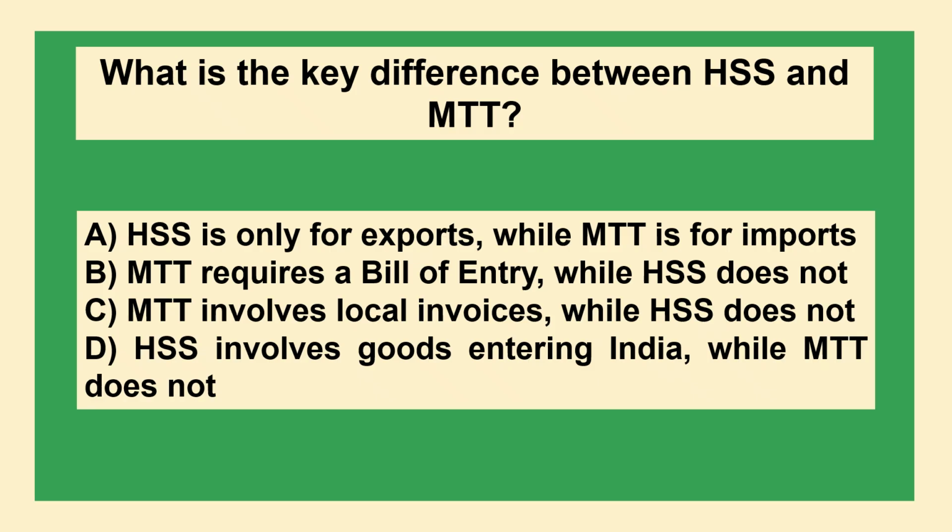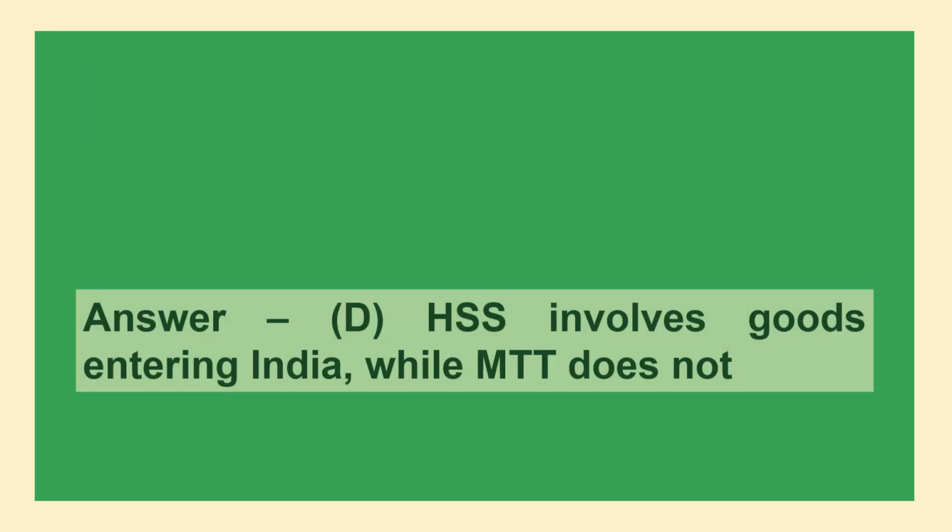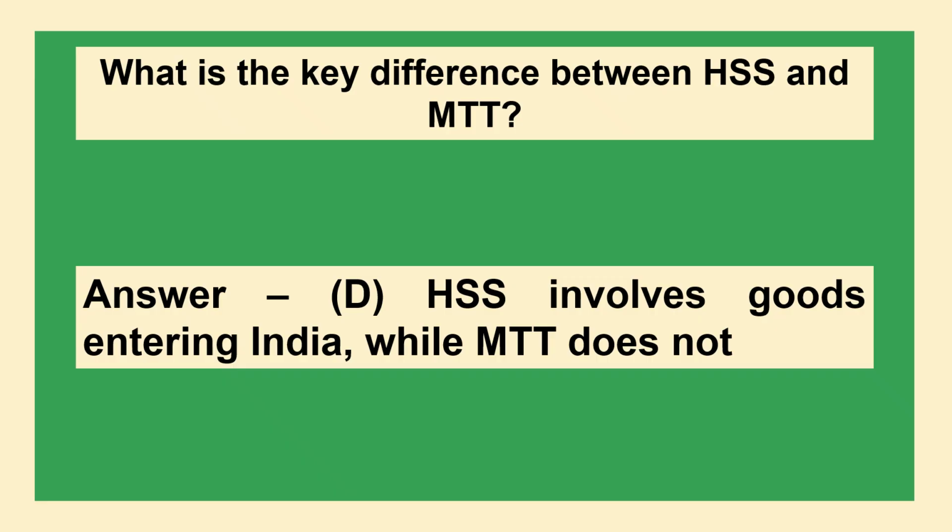What is the key difference between HSS and MTT? Option A, HSS is only for exports while MTT is for imports. Option B, MTT requires a bill of entry while HSS does not. Option C, MTT involves local invoices while HSS does not. Option D, HSS involves goods entering India while MTT does not. The answer is option D, HSS involves goods entering India while MTT does not.